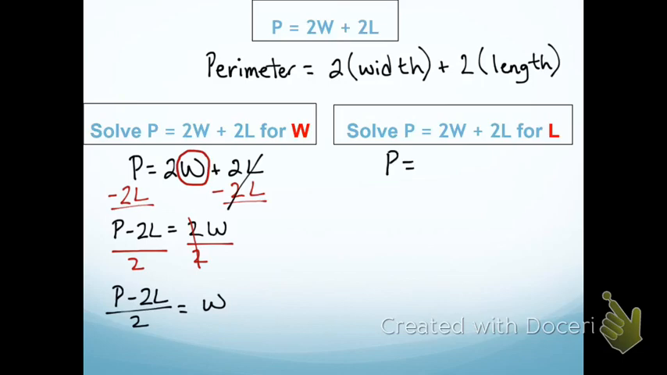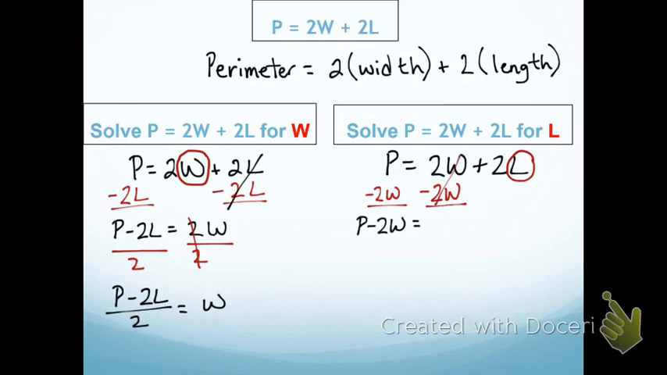Okay, now that you're back, let's see if you got it right. Here's our formula. We're solving for L, so I'm going to circle that. I know I need to get rid of the 2W, and that would be P minus 2W equals 2L. And then I'm going to divide by 2. The 2's cancel. P minus 2W over 2 equals L. So on the one on the right, if they gave you the width and they gave you the perimeter and they asked you to solve for the length, that's the formula you would use.